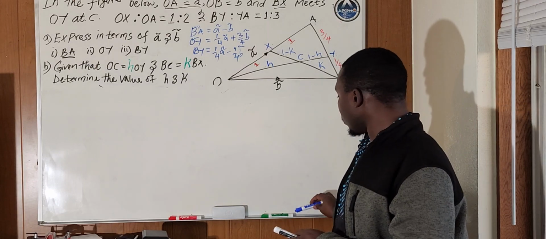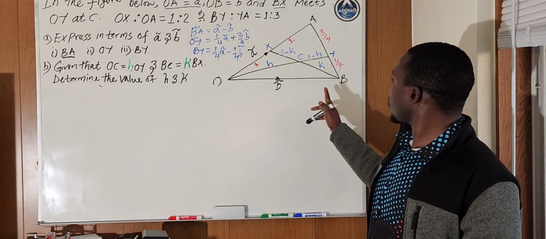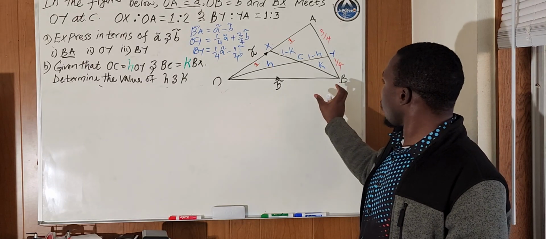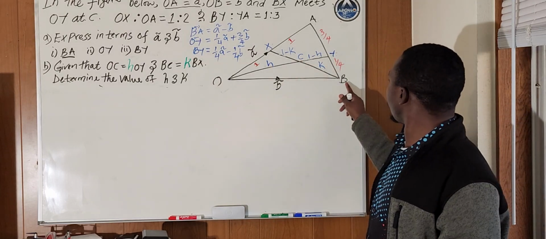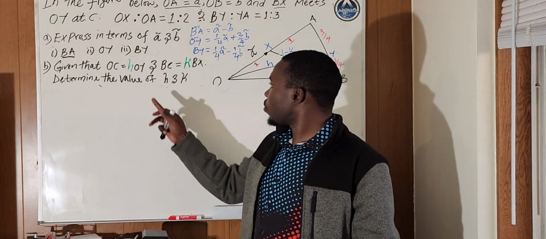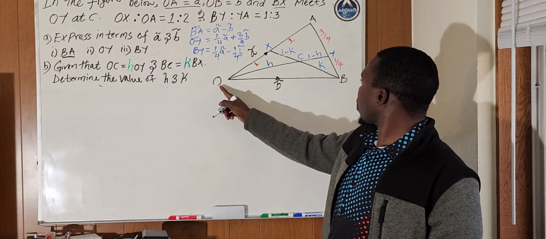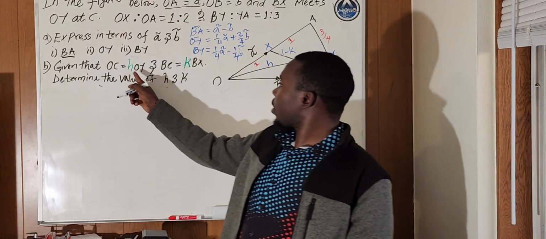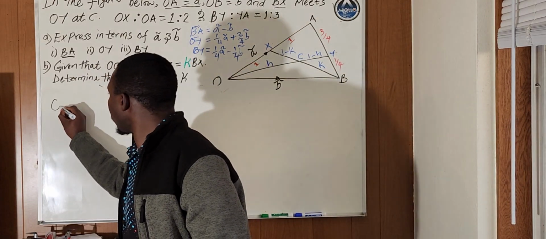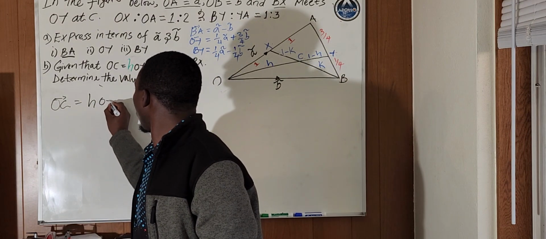So this is where the question is a little bit tricky, and you must be able to see how to solve it by finding a way of writing either OC or BC in two ways, so that you can form two equations to solve the question. For instance, we can write OC in two ways, since we are given already one way here for OC. Let's see what we can get. Let's say OC, the first one will be H times OY.